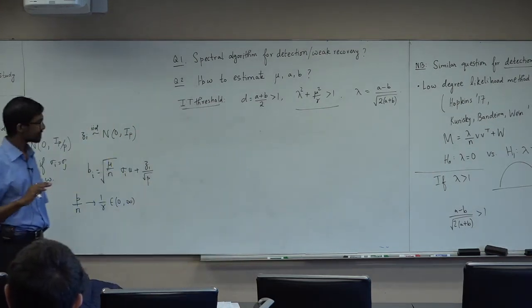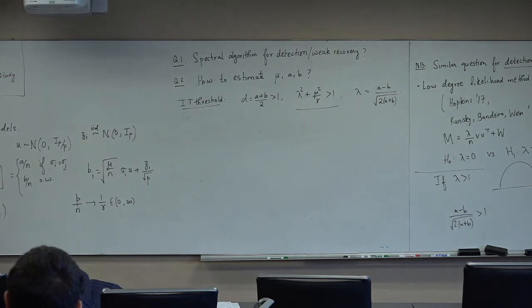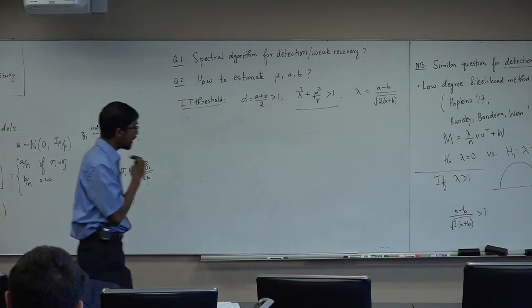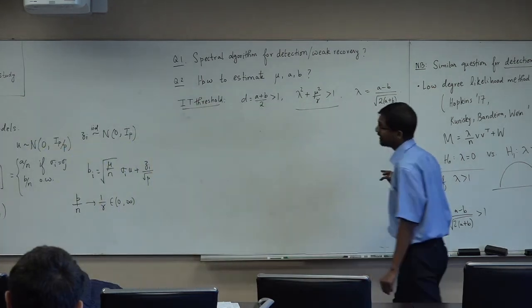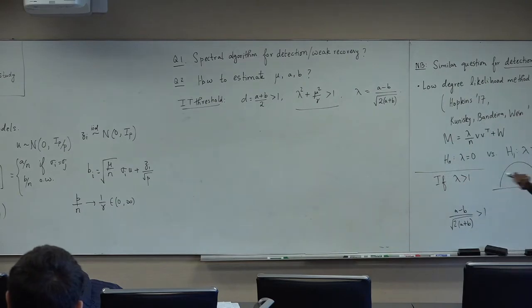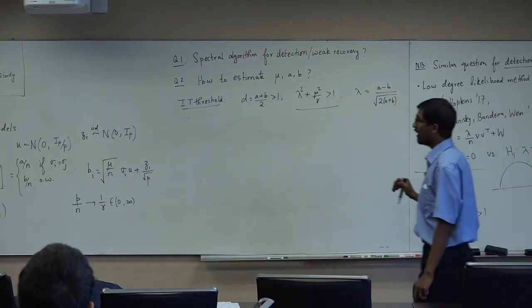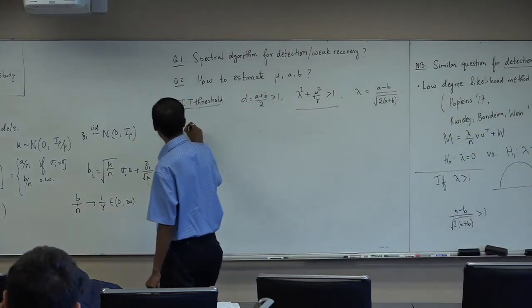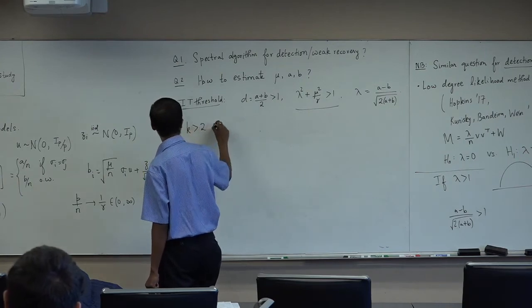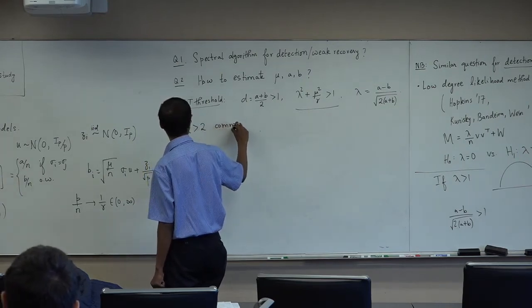But I think this is an easy to state question, but might have some interesting aspect to it. Okay, more broadly in this setting, the thing that I do not understand at all is the problem with k strictly bigger than 2 communities.